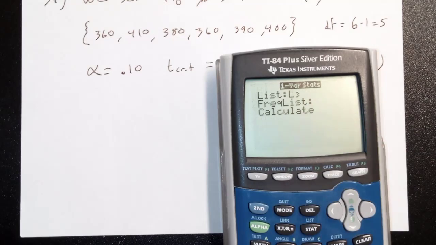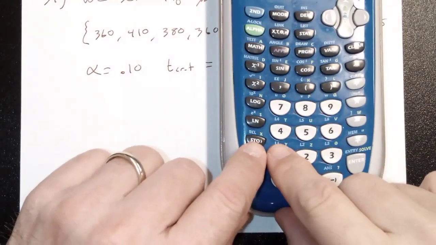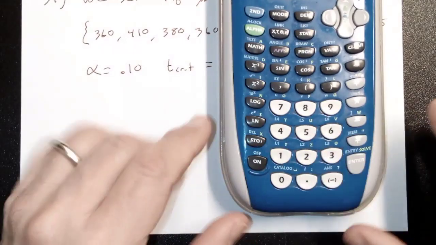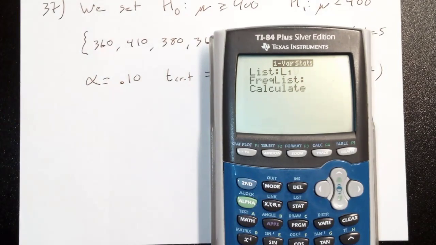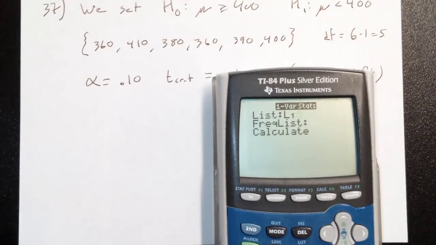And I want the stuff in list 1, not list 3. Above the numbers 1 through 6, you'll see written in blue L1 through L6. I want the stuff in list 1. So right here, where it says list 1, I'm going to hit second, number 1, and it puts list 1. Now, I only put every number in there once, so there's no additional frequencies. Remember, we did frequency distributions where we had grouped frequencies with bins and all that stuff. I don't need to do that. So I'll leave that blank, and then I hit calculate.